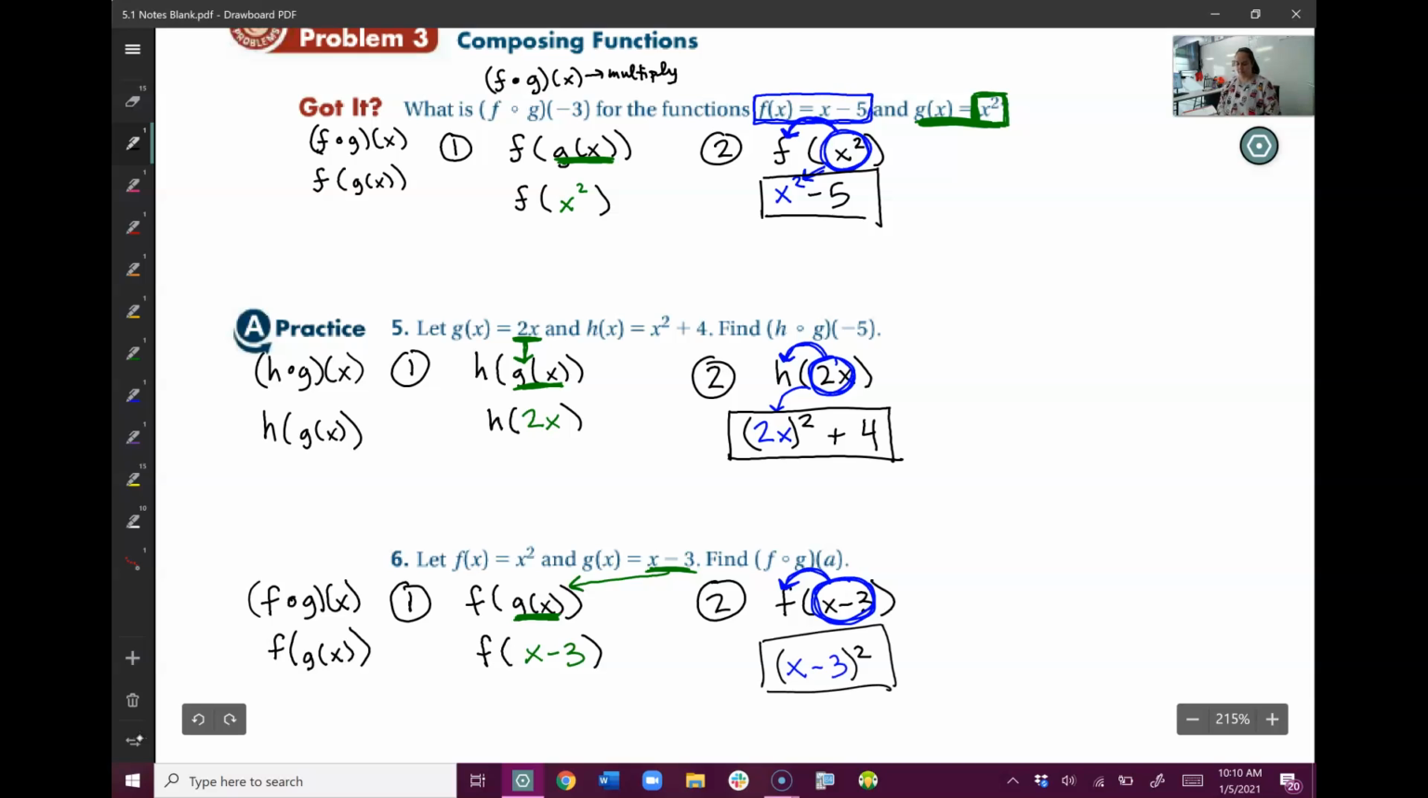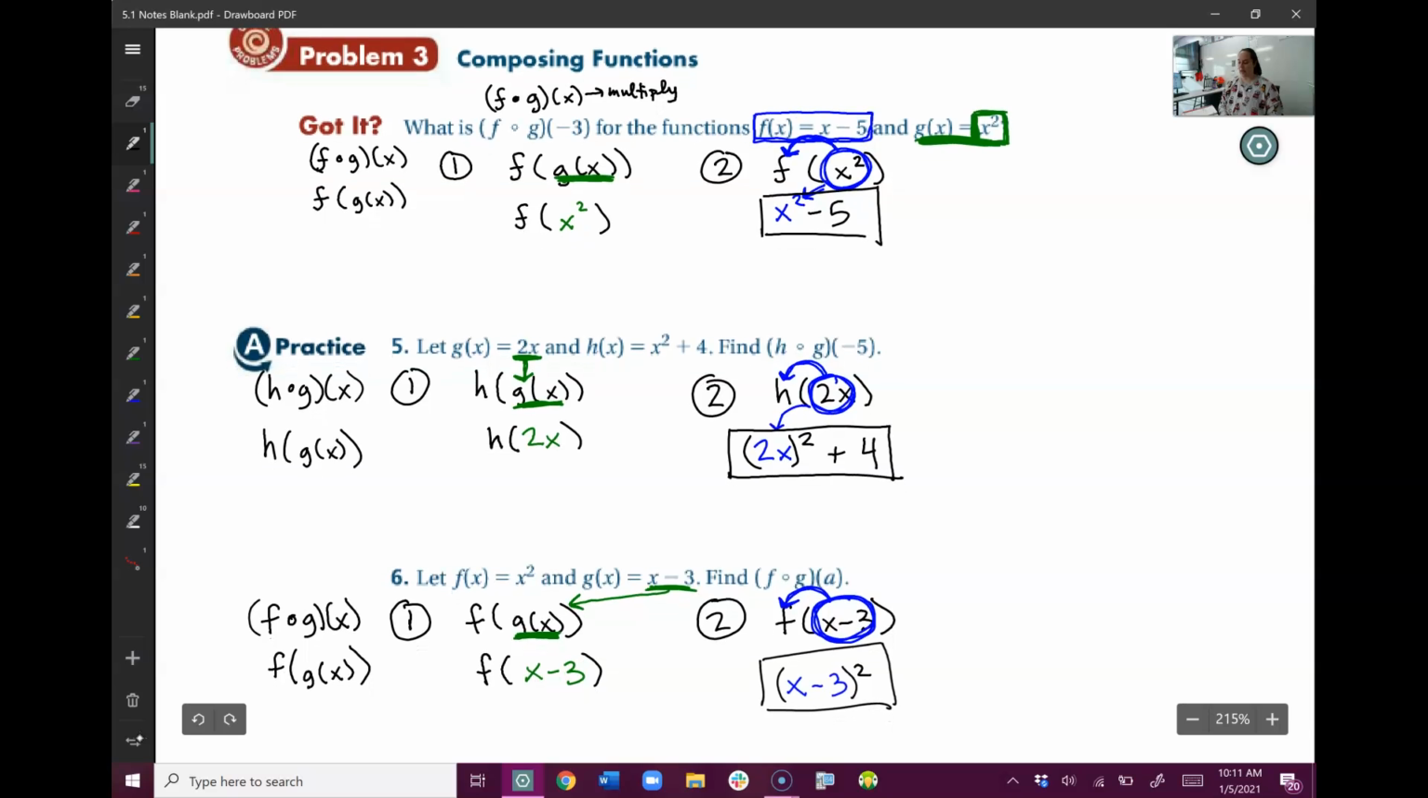And that's it. Now, one last step, because you'll notice that each of these don't actually have an x. They have numbers or a different letter. So all that means is once I have this equation, so x squared minus 5, if it's a number, I'm just going to plug in that number. So negative 3 squared minus 5, which would be 9 minus 5, or 4.